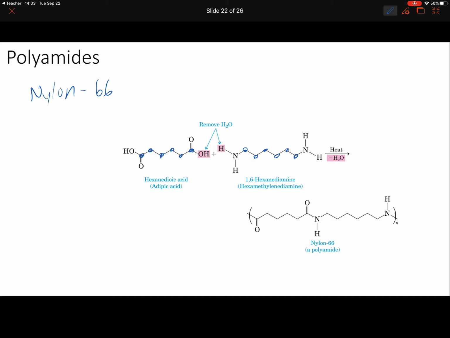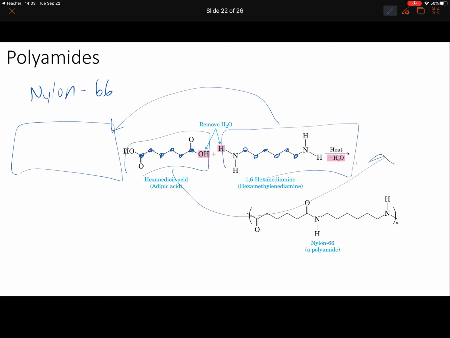And if you can imagine staggering these guys so that the amine side reacts with the carboxylic acid side to form an amide bond, and then another amide bond, and then another amide bond. So alternating, right? So if you do this, you get nylon 66. This was the first truly synthetic polymer. And they used it for lots of different things. It replaced cotton for a long time. And it was really sturdy.